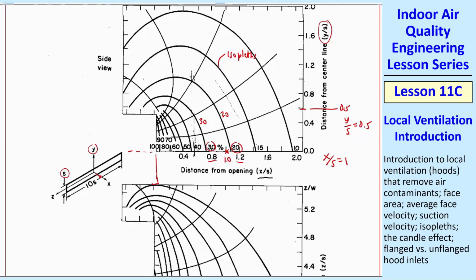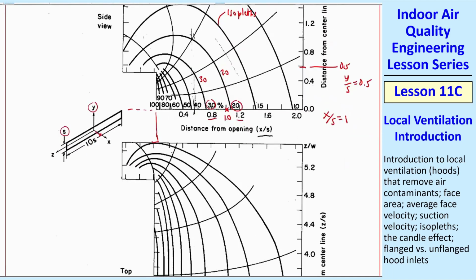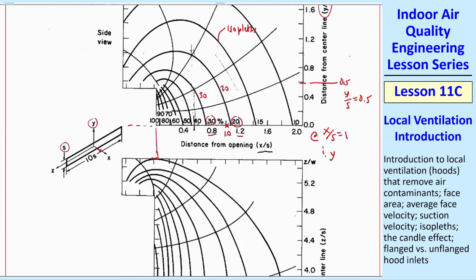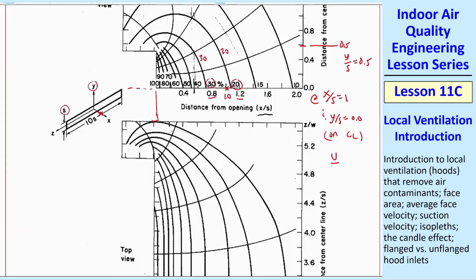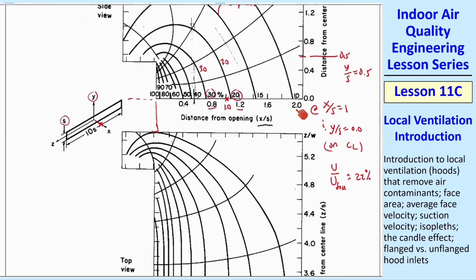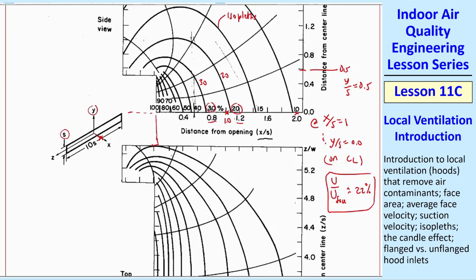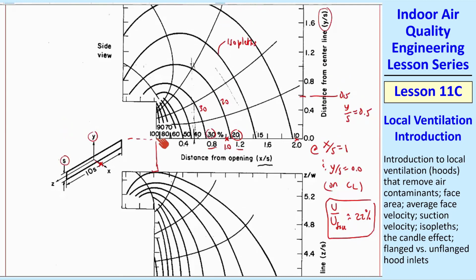And so between those, if we do a little interpolation by eyeball, we can say that at x over s equal 1 and at y over s equal 0, right on the center line, in other words, u over u face is approximately 22%, which is really small. When you get to 2, it's about 10.5% here. You can see the rapid drop off. It's 100% right at the inlet face, and then it rapidly drops as you move out. By one slot height away, you're down to 22% of the face.